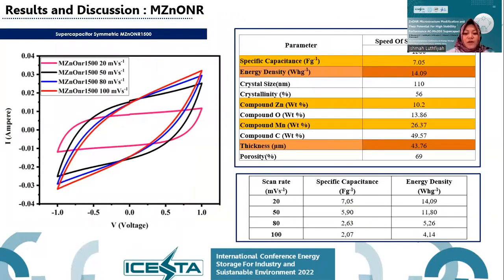So for the result of the symmetric supercapacitor of MZnONR 1,500, we can know the specification. First, the specific capacitance is 7.05 farad per gram, and the energy density is 14.09 watt hour per gram. The crystal size is up to 110, the crystallinity is up to 56, and the Zn content is higher than the others at 10.2, and the thickness is lower than the others at 43.76, and the porosity is 69%. We can see that the result is more stable than the others. If I vary the spin rate, my MZnONR material gets higher and more stable than the others.